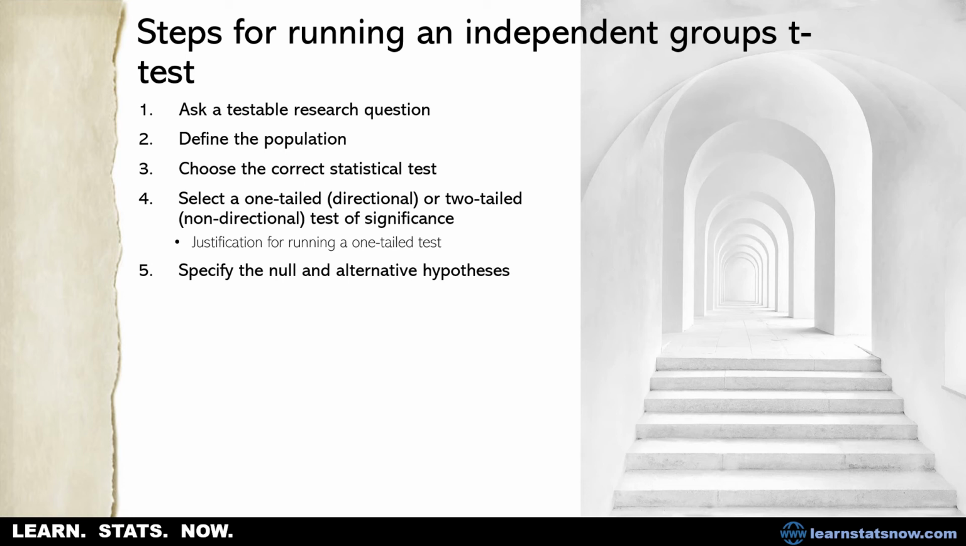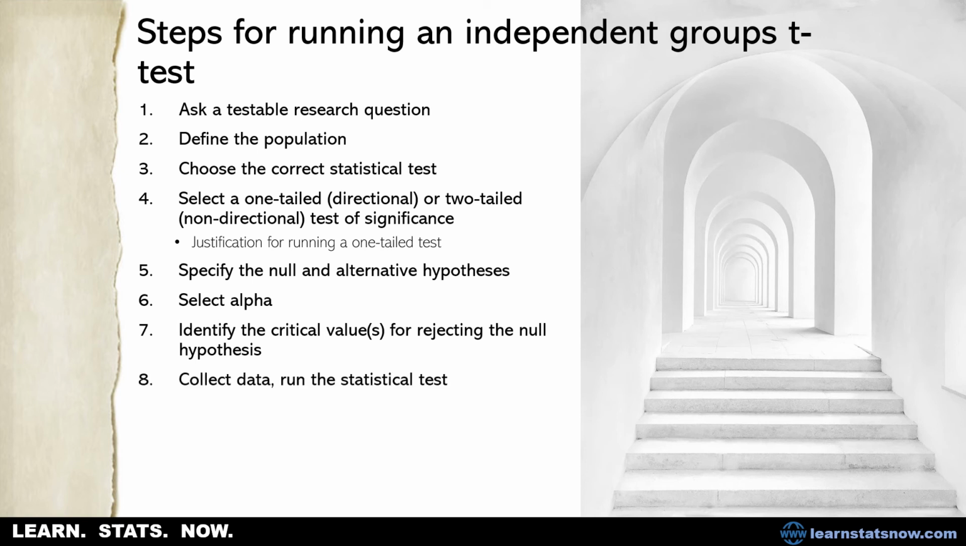Then we're going to specify the null and alternative hypotheses, and we're going to select alpha, the size of the critical region or the region of rejection. Usually it's 0.05. Then we're going to use a t-table to look up the critical values for rejecting the null hypothesis. This is the threshold that we need to pass for a sample mean to fall far enough into the critical region to reject the null hypothesis. Then we're going to collect our data, right? So we do all this before we ever collect data. This is just setting up the test.